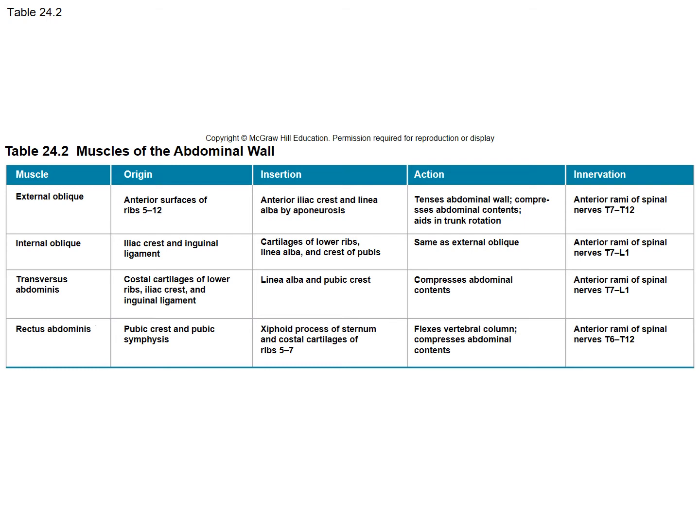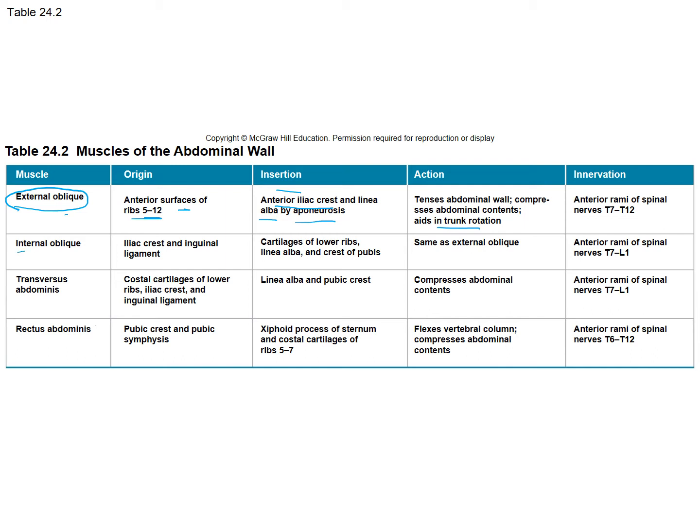Okay, let's take a few origins and insertions, right? So external oblique will be the anterior surface of ribs 5 to 12, and the insertion will be the anterior iliac crest and linea alba by aponeurosis. Anterior iliac crest in the hip, linea alba, we just saw the white line, and the aponeurosis that covers the abs or the abdomen. Action will be tenses abdominal wall, compresses abdominal contents, and trunk rotation.